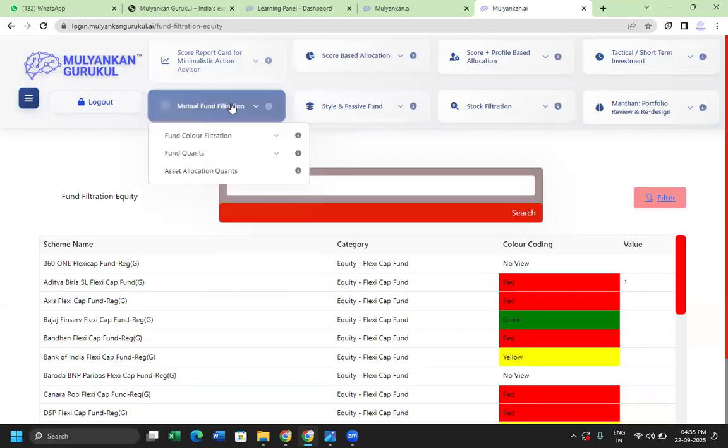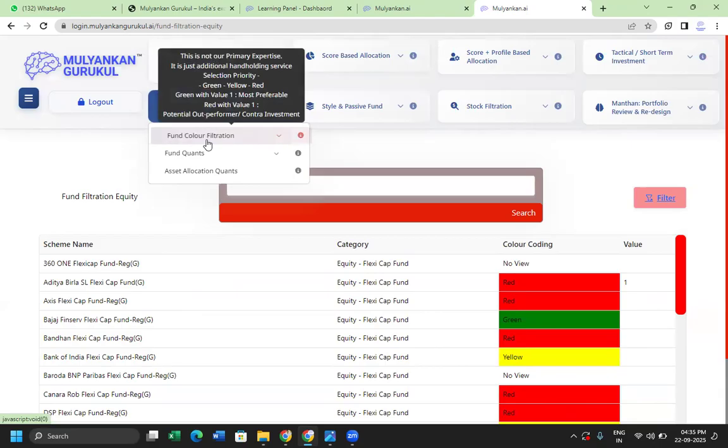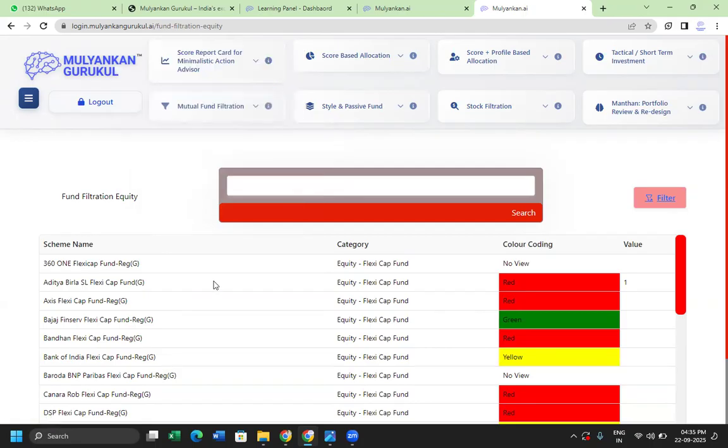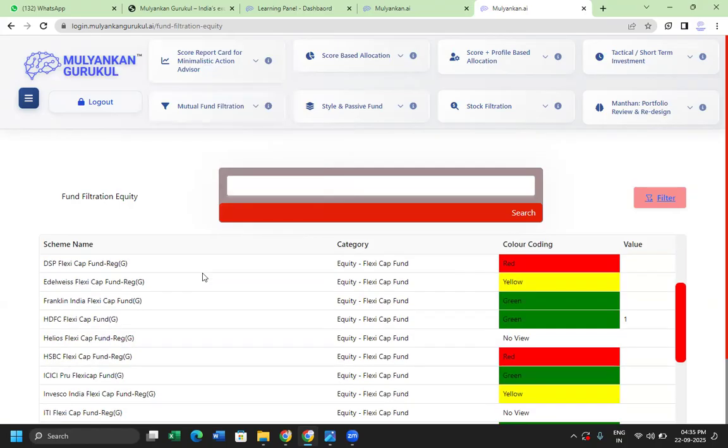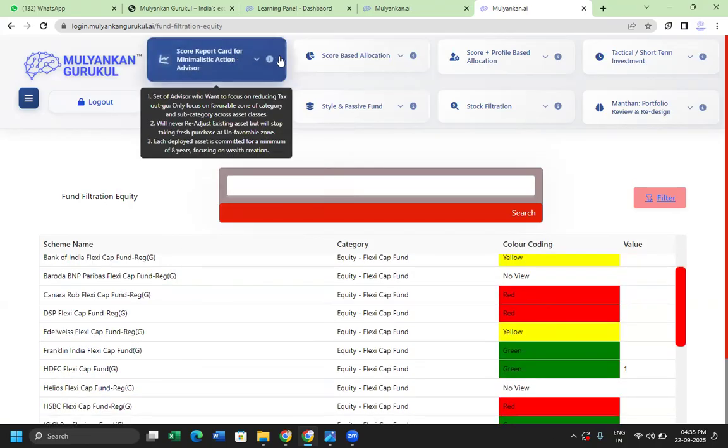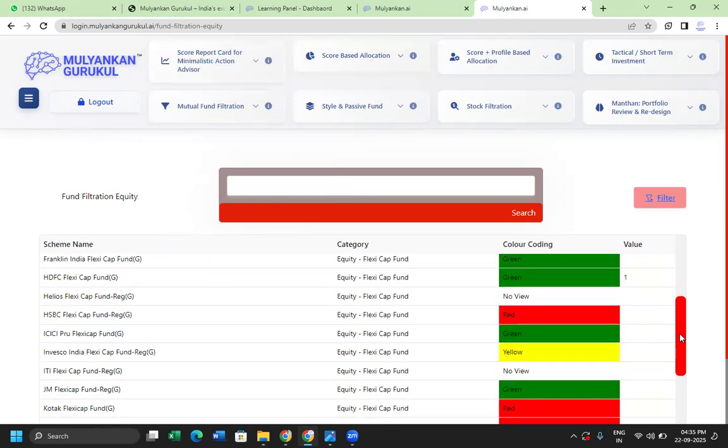Sir, if you just click here, it is given. This is not our primary expertise. This is just an additional handholding service so that you can quickly navigate. I don't want to populate my entire platform with fund selection because primarily this is not a fund selection platform. This is a strategy deployment platform. How to build and how to deploy. Okay, I hope you are getting my point.